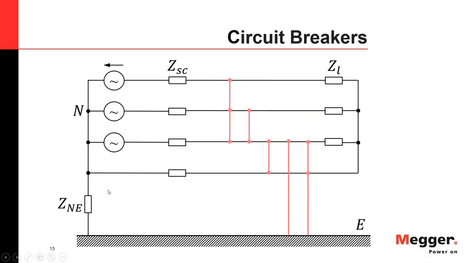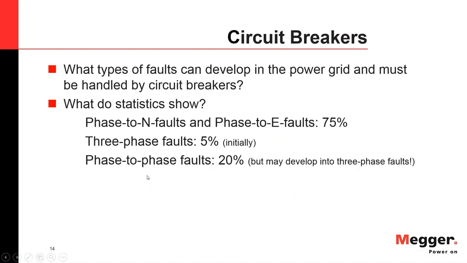There are different ways to ground a network: high impedance, low impedance, resonance with compensation by Petersen coil. But in principle, a circuit breaker needs to be able to handle all of these faults. Now, statistics, and this is an average. I found a few different numbers, but if you average them, you will get to something like this.